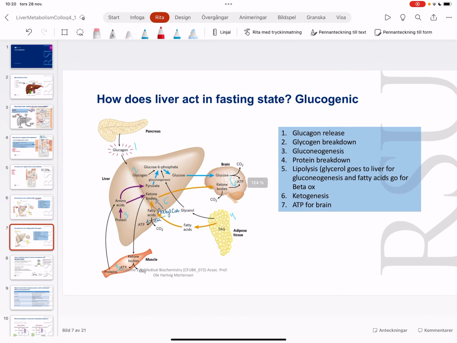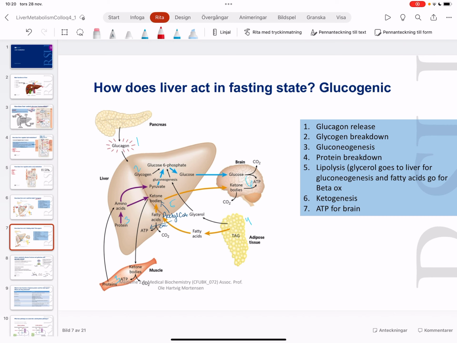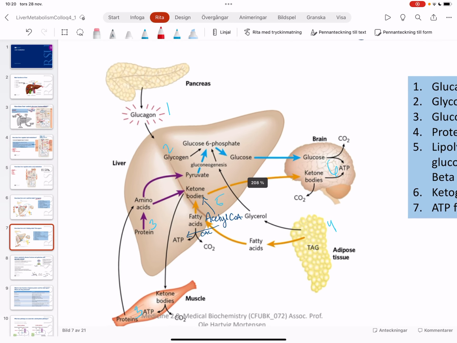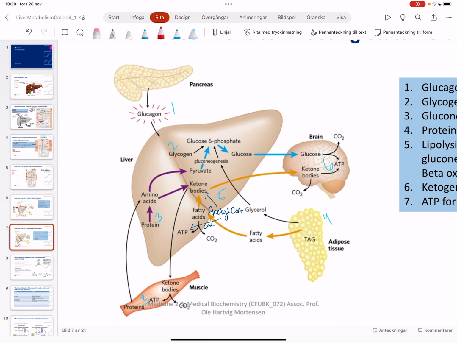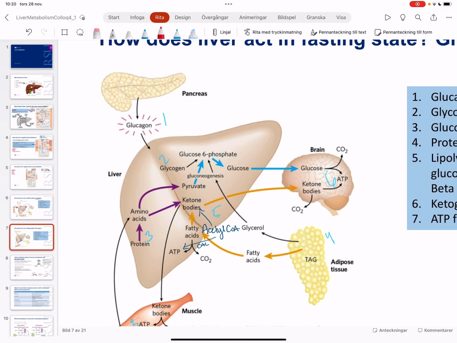How does the liver act in the fasting state? In that case, it is a glucogenic state. So in that case, glucagon is present. And if glucagon is present, then it will signal to the liver to do glycogen breakdown. Because when doing glycogen breakdown, we will get glucose 6-phosphate, which once again was that important enzyme. And glucose 6-phosphate is then converted to glucose by glucose 6-phosphatase. And then it can go out, and then it can go to the brain.